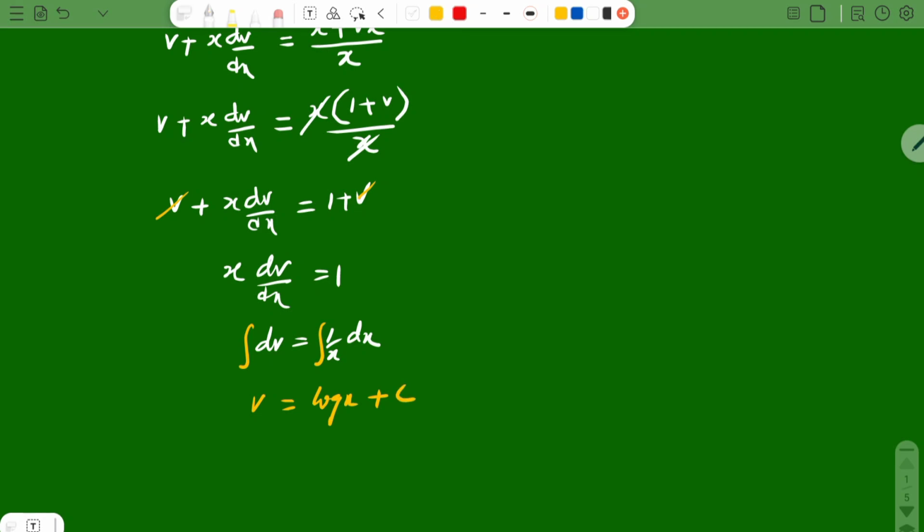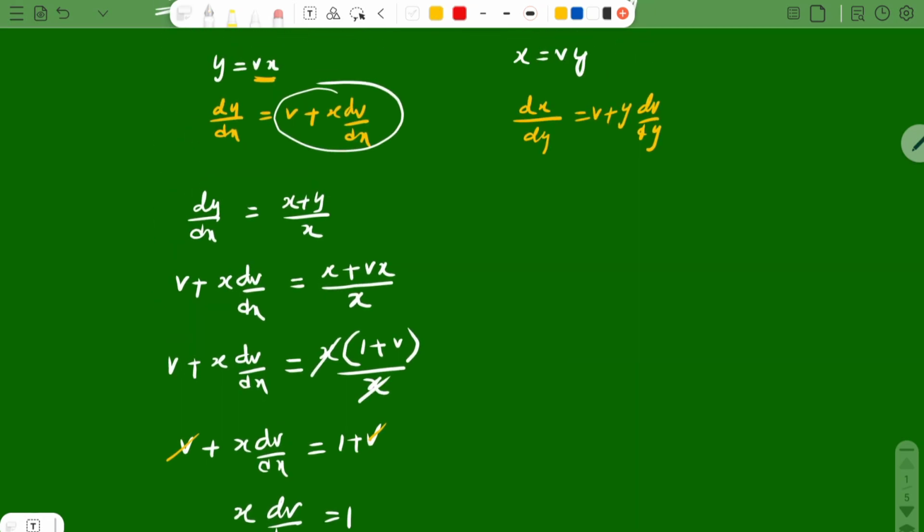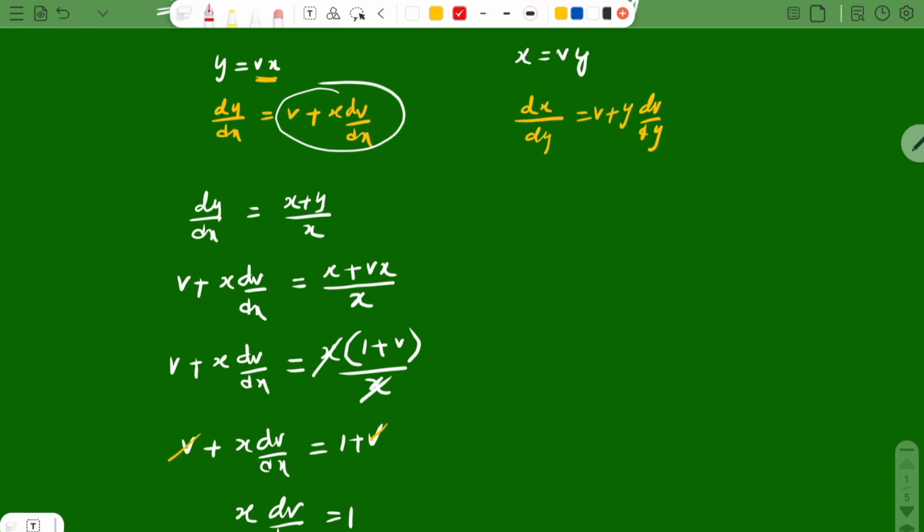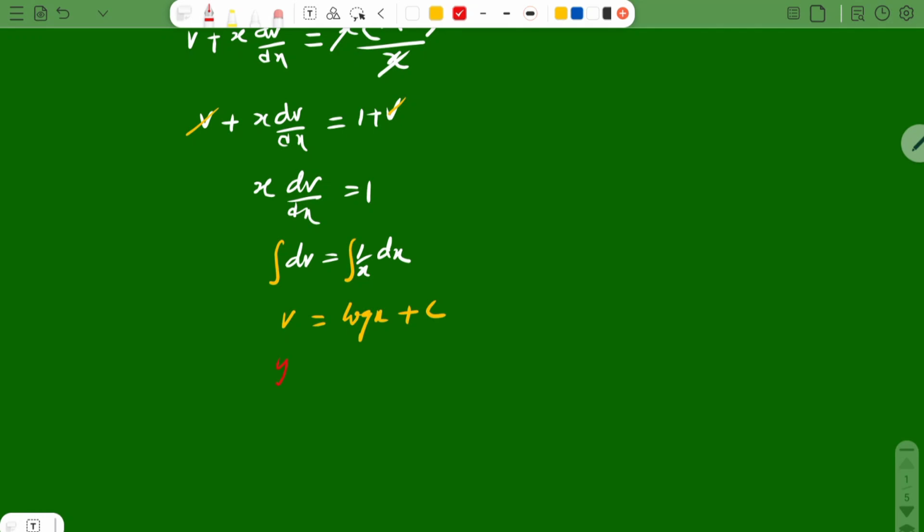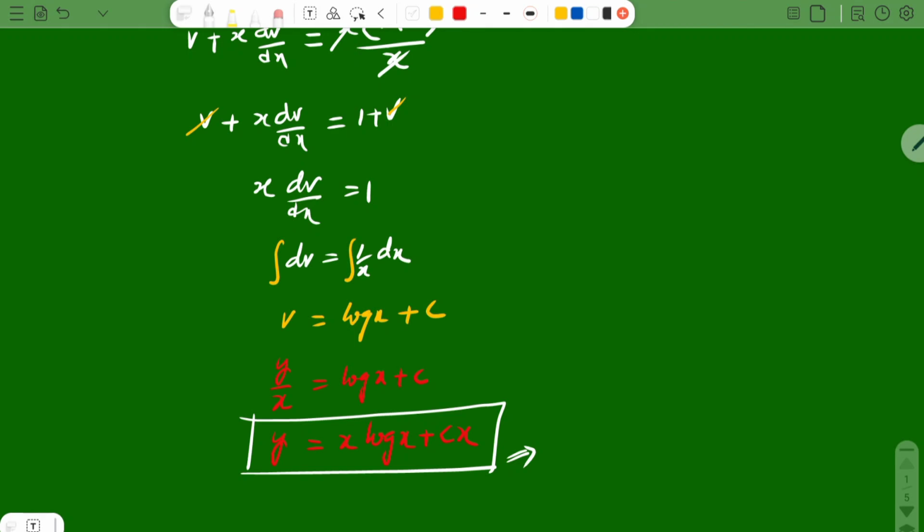Where v comes from the consideration y is equal to vx. So from this I'll solve, v is equal to, can I write y by x? So therefore write y by x, which is equal to log x plus c. Therefore I can say y is equal to x log x plus c into x. Therefore the required differential equation solution is y is equal to x log x plus cx.